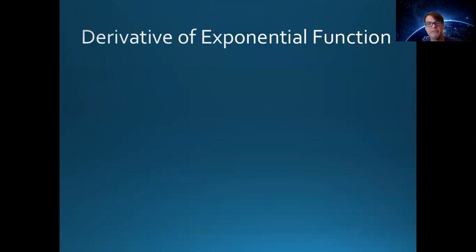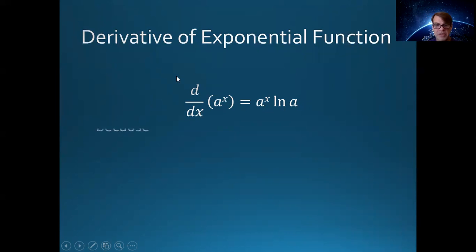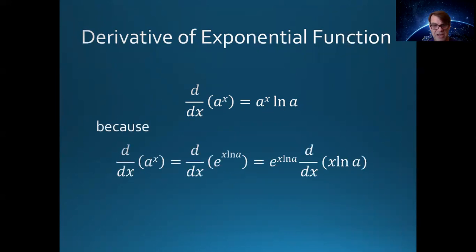Okay, what about the derivative of the exponential function? Well, if you don't want to know the proof, this is what you need to know: the derivative of a to the x is a to the x times the natural logarithm of a, the base, that is. The proof of this is as such.